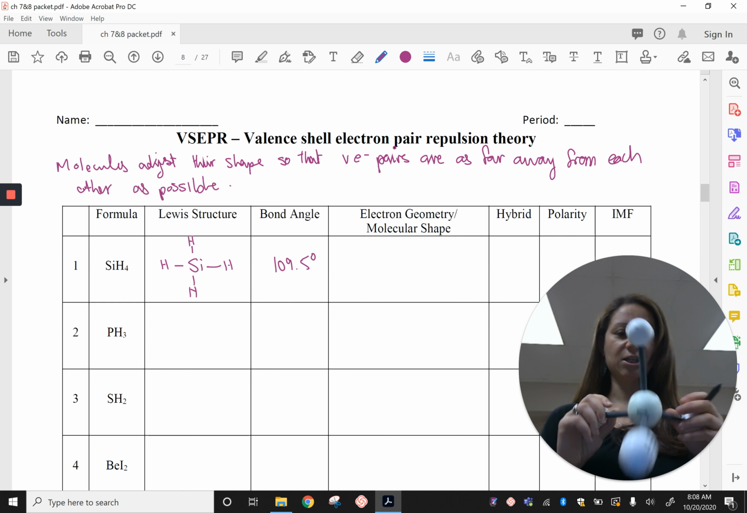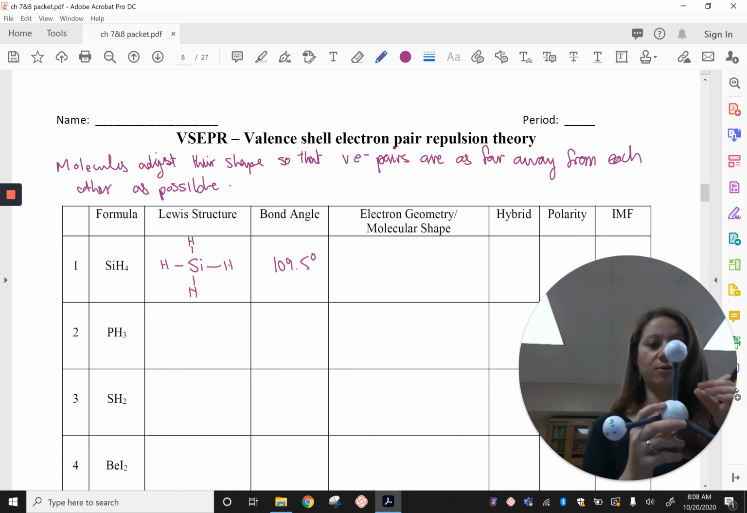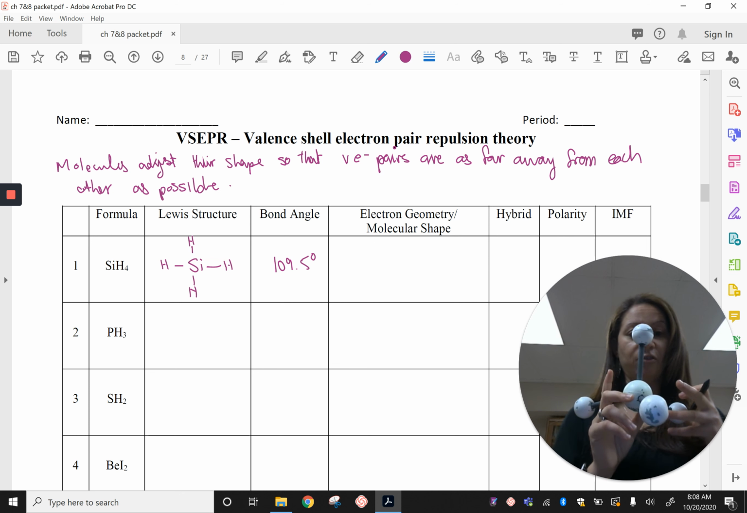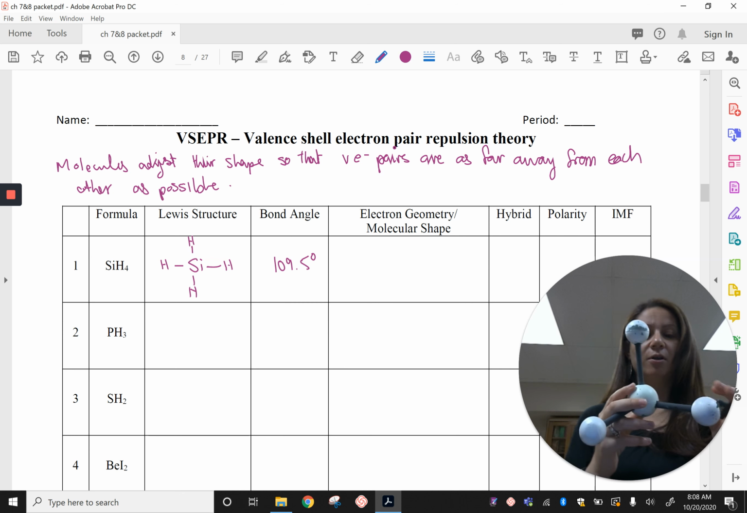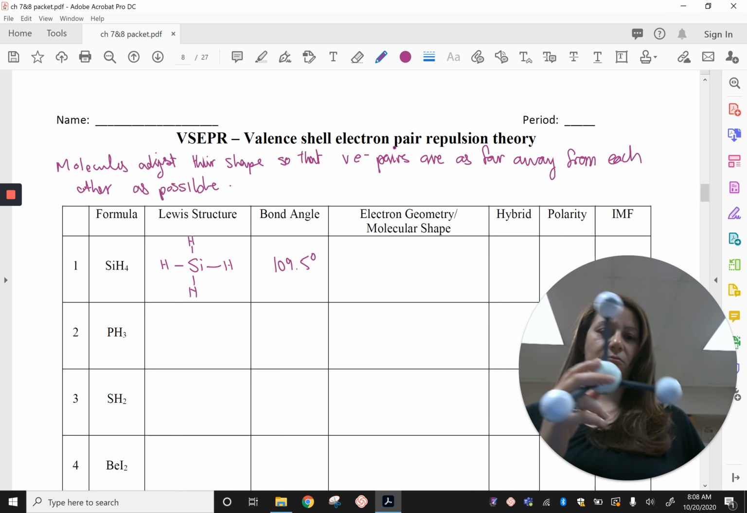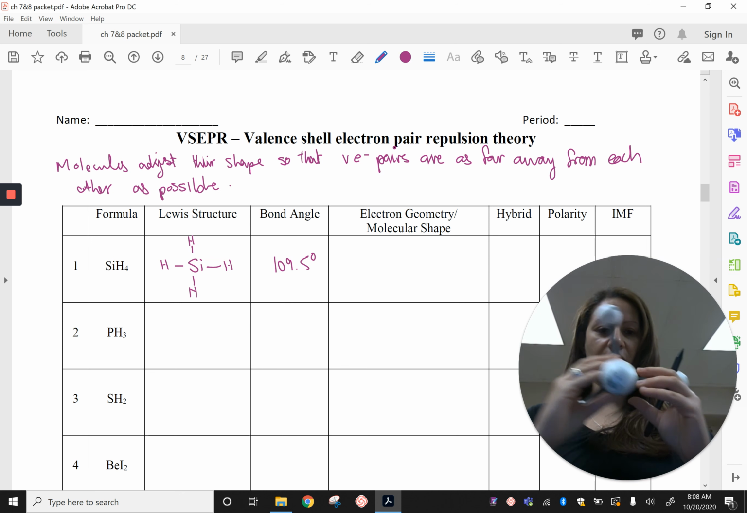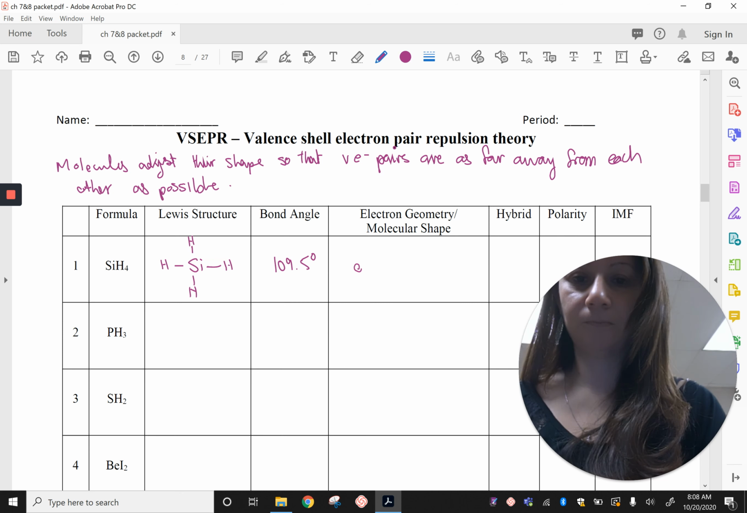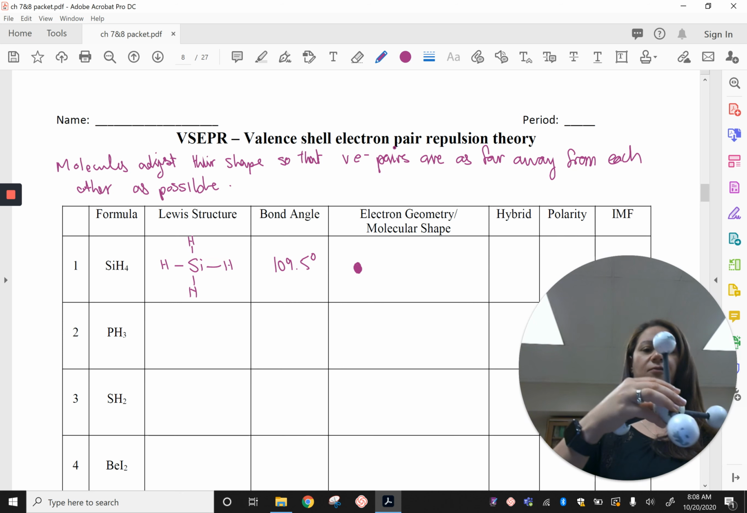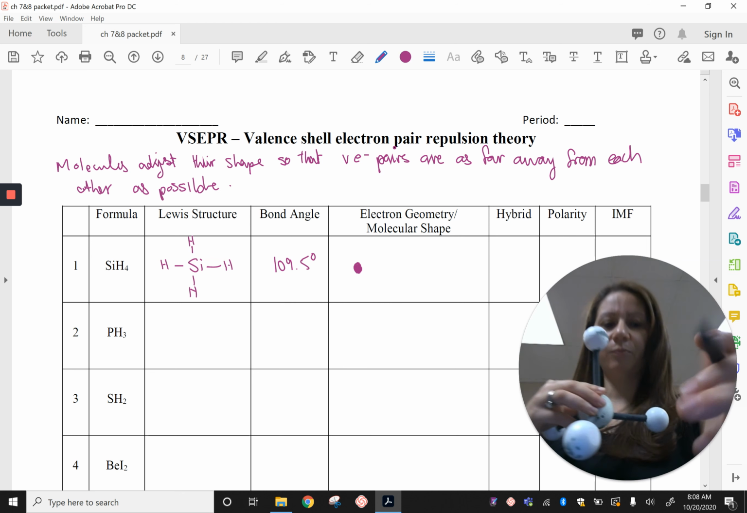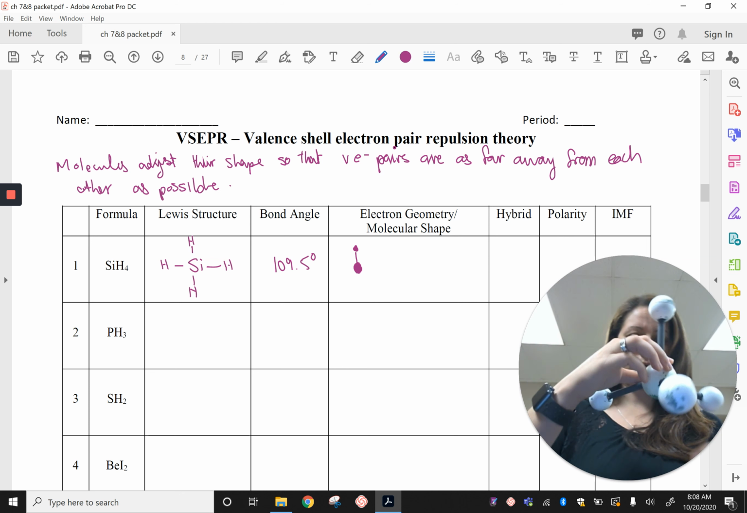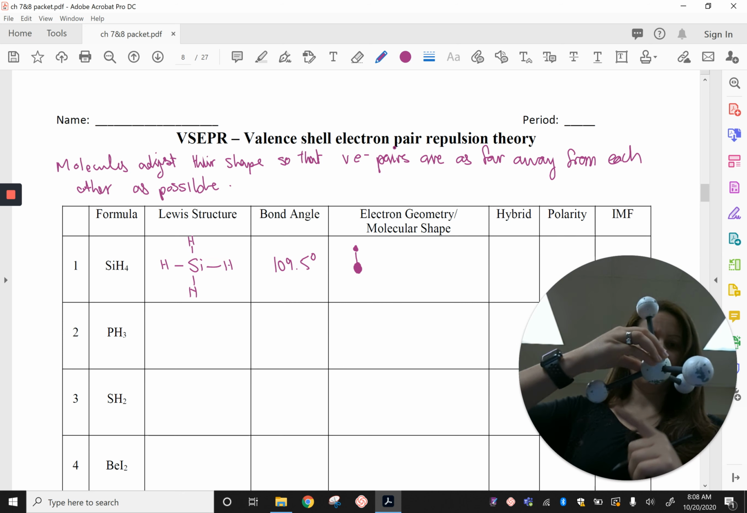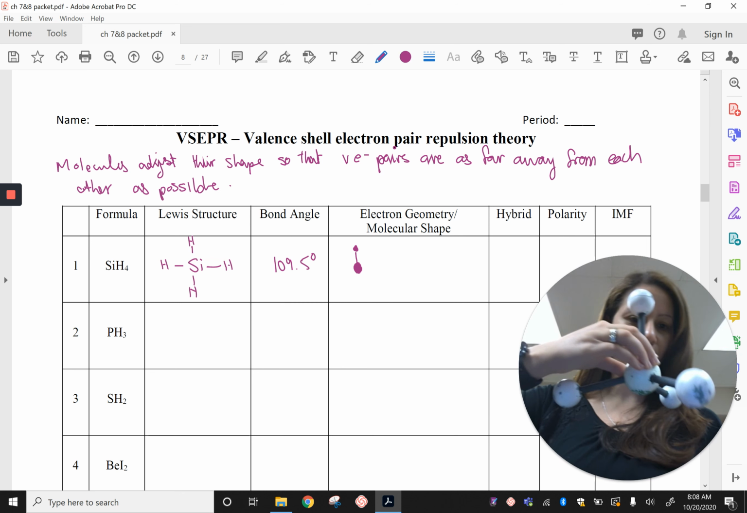Let's look at the shape of the electrons and the shape of the molecule. And in this case, they're both going to be the same. So we have a central atom right here. So that's going to be my central atom. And then I have one going up and then I have 3 that are on the bottom, kind of making a tripod shape.